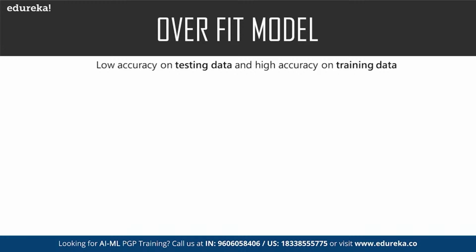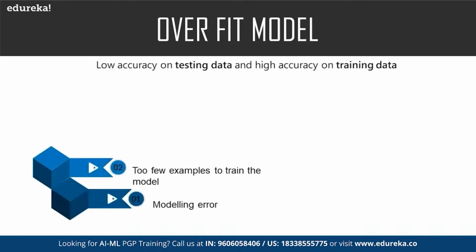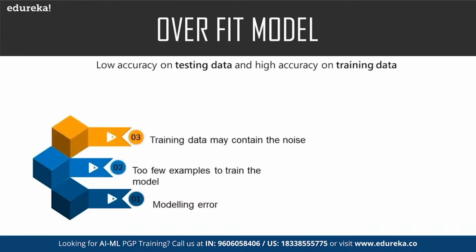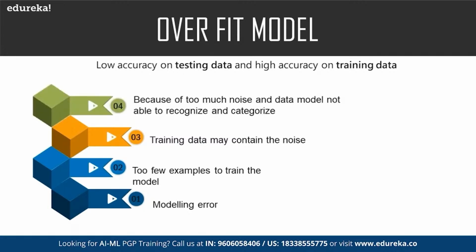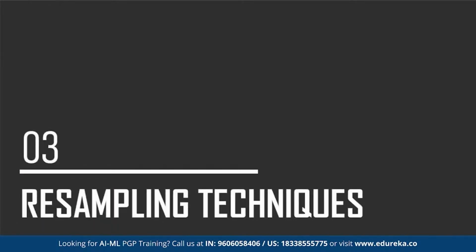Okay, and it is all about cross validation, which we will see shortly. Here we see model error, too few examples to train the model, and training data that contains noise. These are the causes and reasons why we get an overfit model. Because of too much noise in the data, the model is not able to recognize and categorize the needed result. Next is the technique we call in machine learning the resampling technique. Such resampling techniques are used primarily to split the data sets.